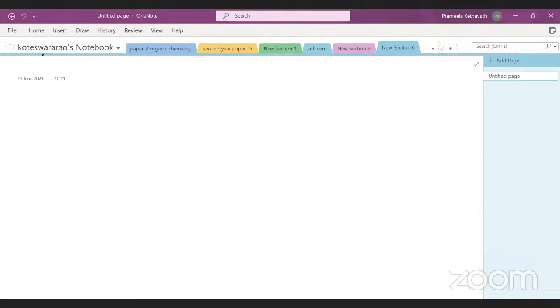Actually, this link is provided for the paper 8. Instead of our sir, who is somewhat busy, we are rearranging the sessions. Due to that reason, I'm going to start paper 5. In that paper 5, the block 3, that is organic photochemistry.